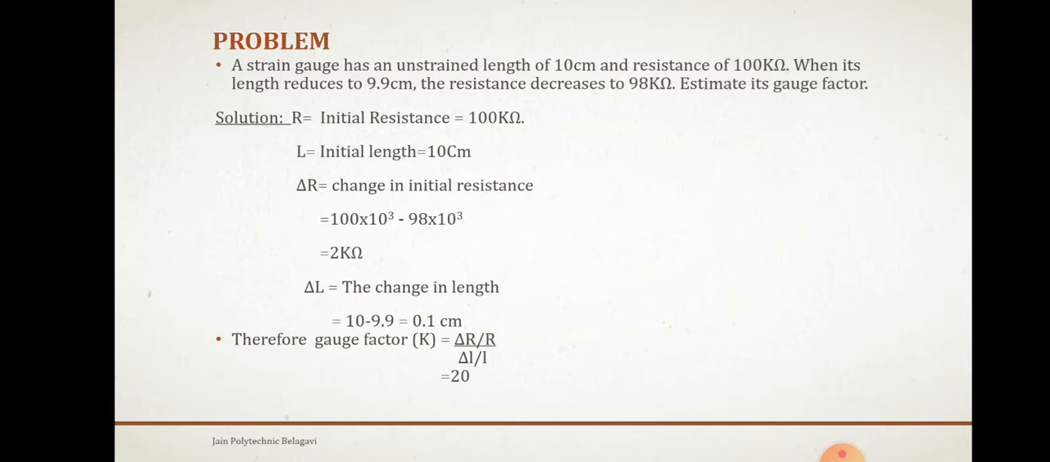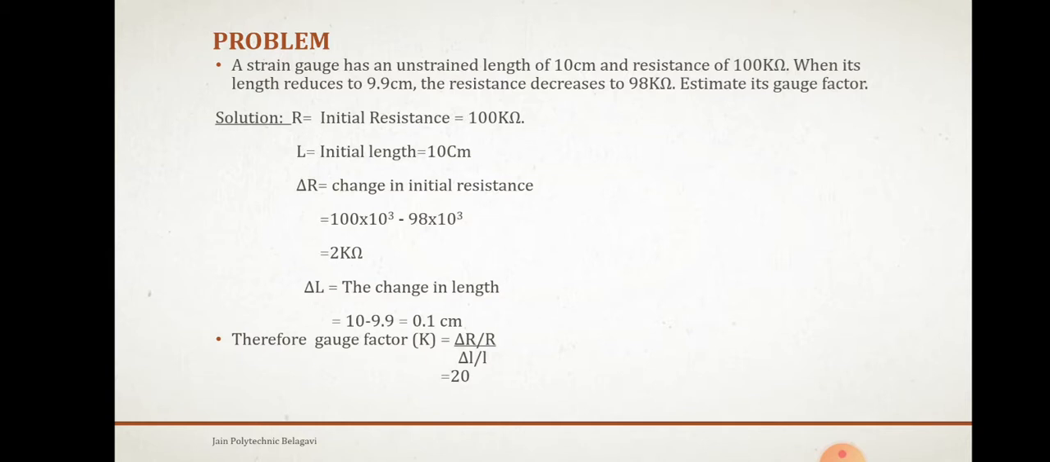What have they given? R, the initial resistance, they have given as 100 kilo ohm. Then L, the initial length, they have given as 10 centimeter. And next, delta R, the change in resistance: 100 into 10 raised to 3 minus 98 into 10 raised to 3, it is in kilo, that's why. So 100 minus 98, it will be 2 kilo. Delta L is the change in length, so 10 minus 9.9, that will be 0.1 centimeter.